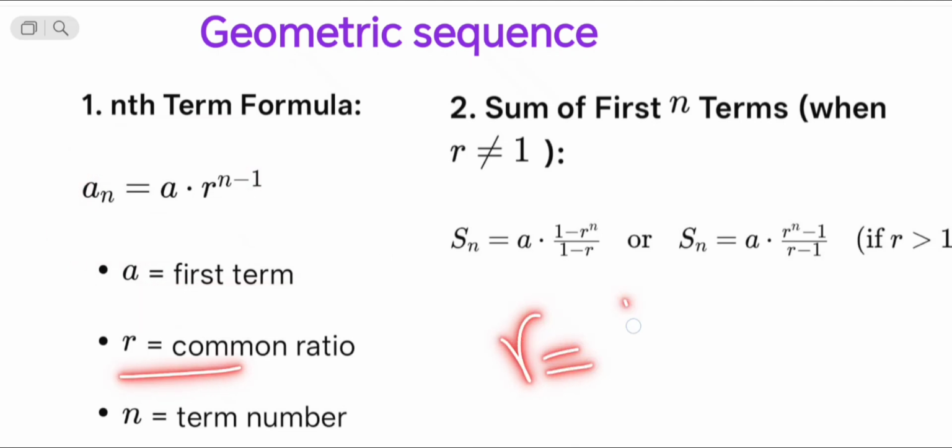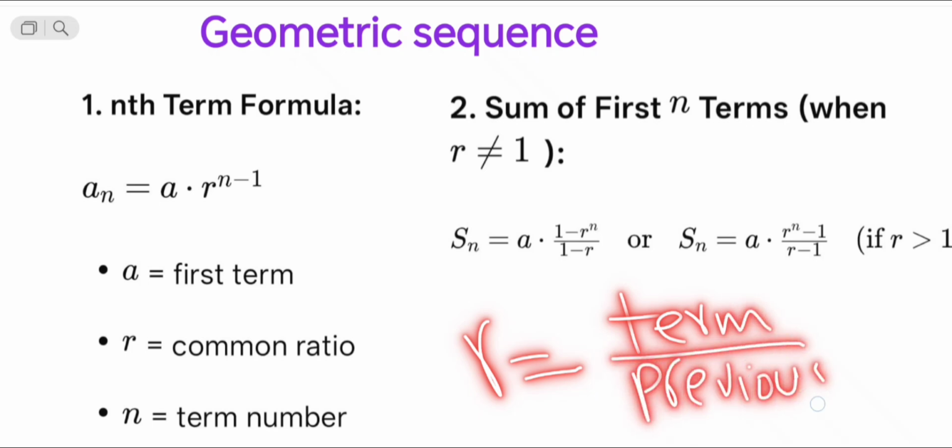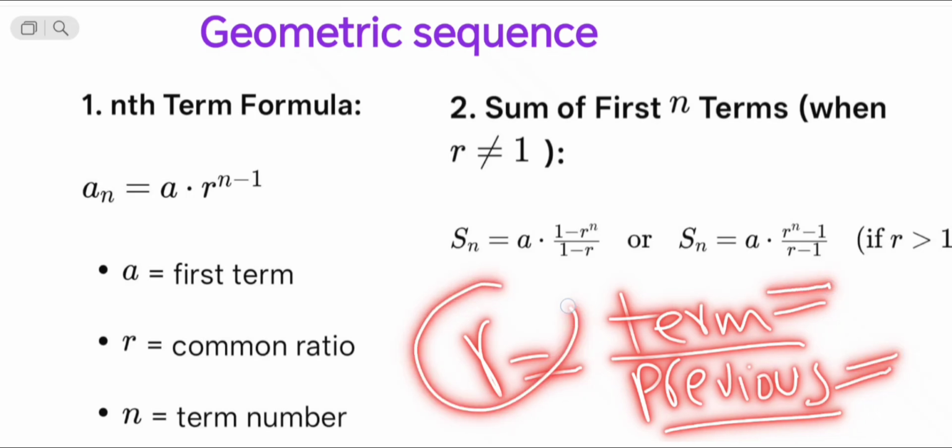R, the common ratio, is equal to any term you decide, divided by the previous term. For example, the second term divided by the first term. The third term divided by the previous term, which means the second term. For example, the 8th term divided by the previous, the 7th term, you will get the R. I hope you understand how to find the common ratio.